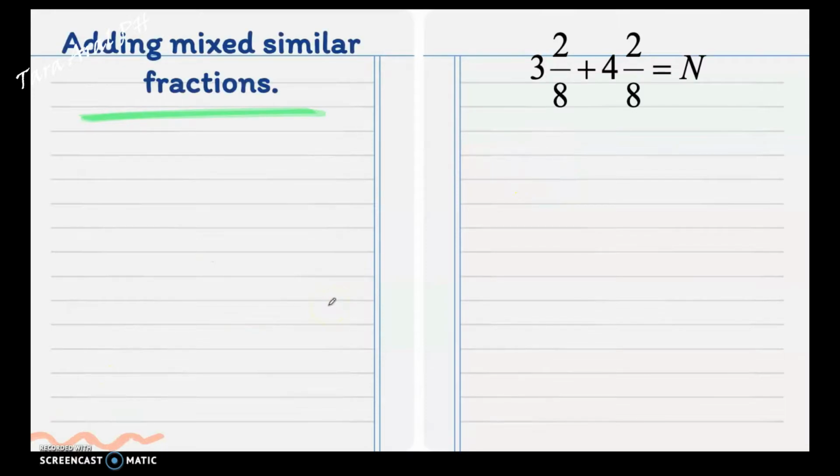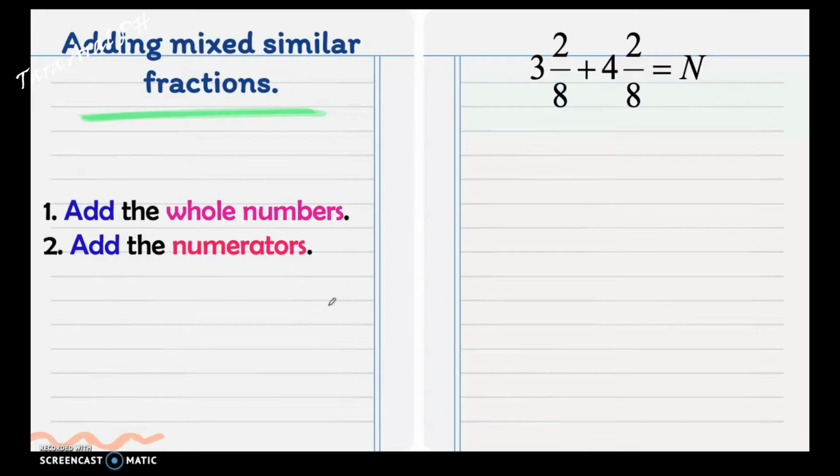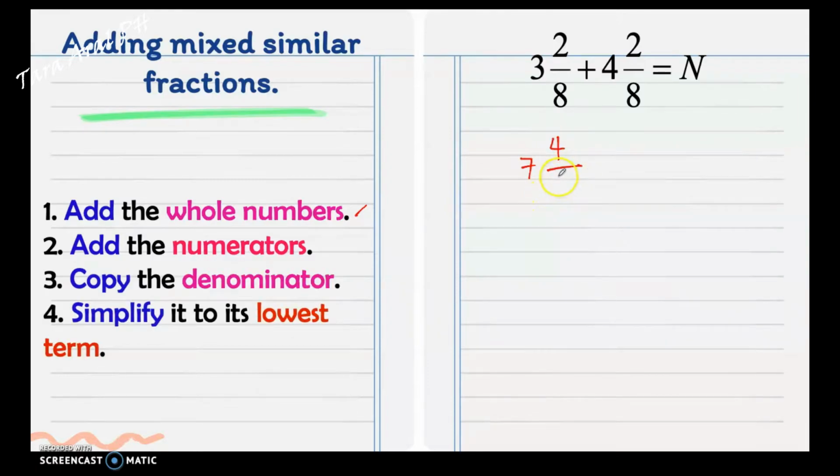Next, adding mixed similar fractions. When you say mixed fractions, that means there is a whole number and a fraction. So the steps are: first is to add the whole numbers. We have 3 plus 4, that is 7. Add the numerators, which is 2 plus 2 is 4. Then copy the denominator, which is 8. Then simplify to its lowest term.